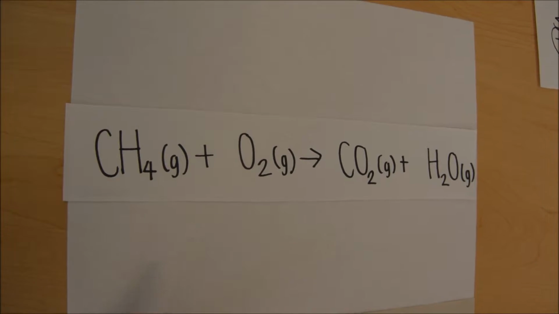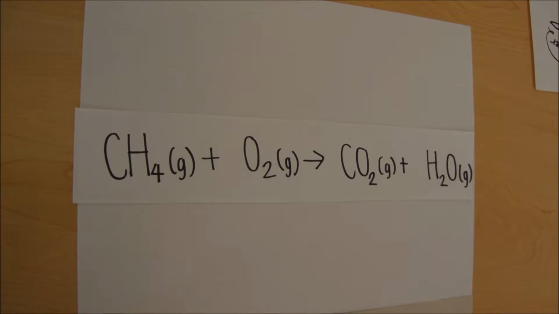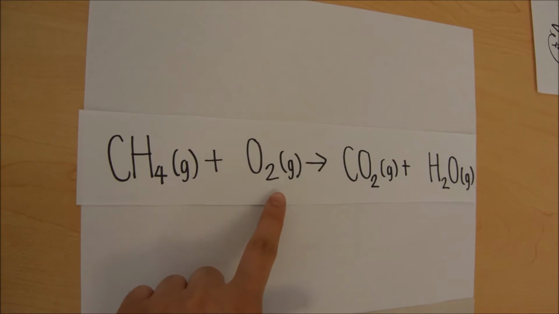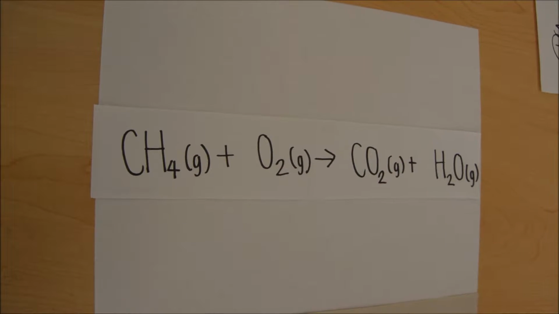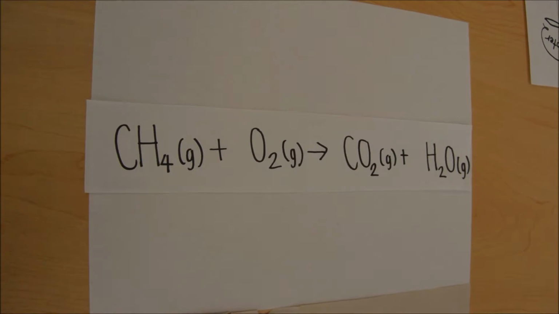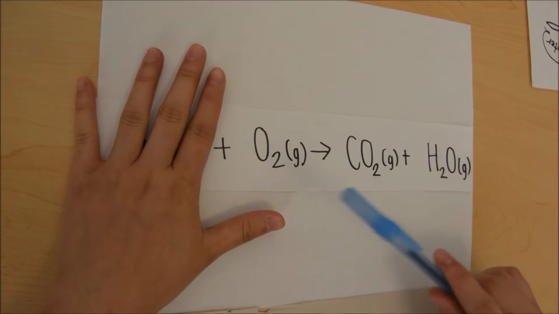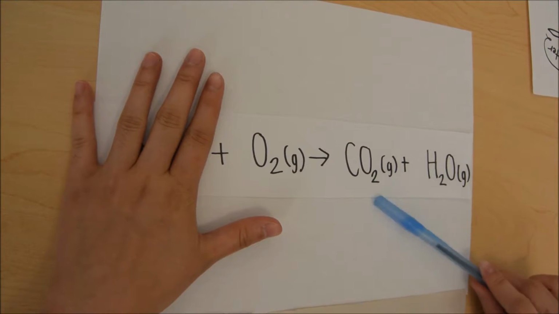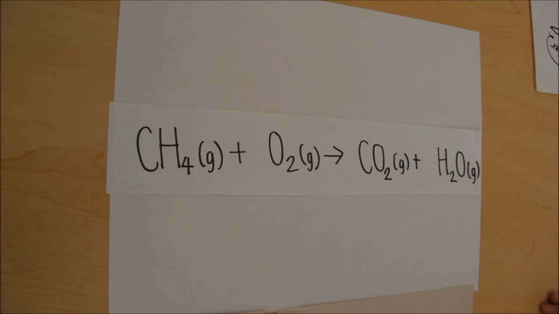So if we take a look at this reaction, we have all gases for the states of matter, and we have methane, oxygen, carbon dioxide, and water. It is easy to recognize a combustion reaction because if I cover this, it would always have oxygen, carbon dioxide, and water. So let's balance this.